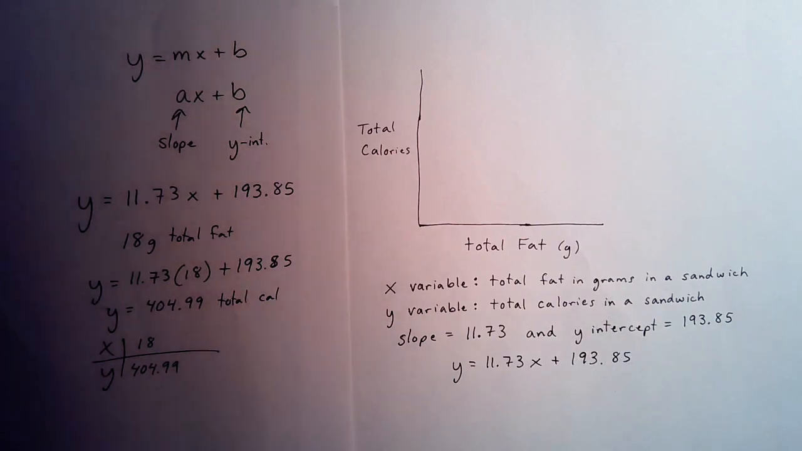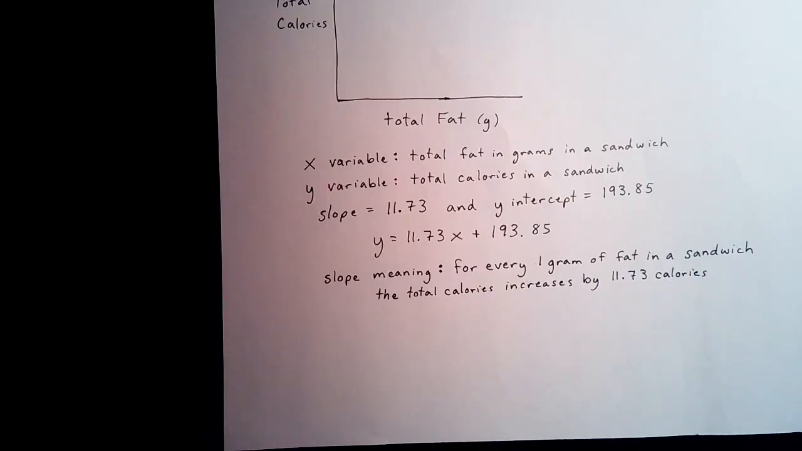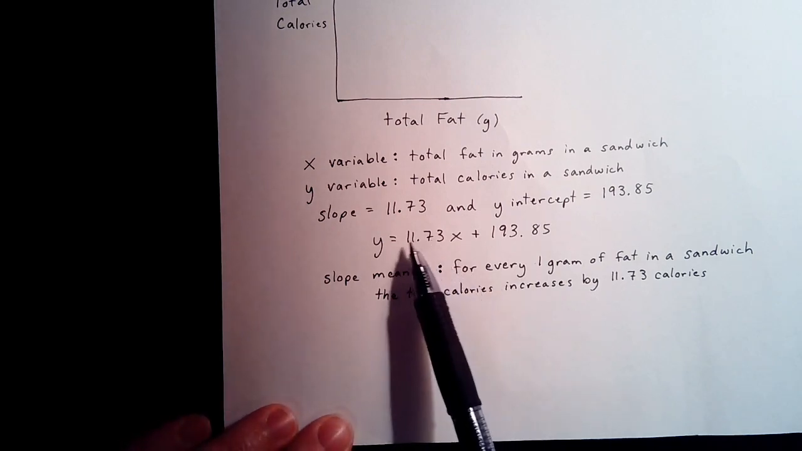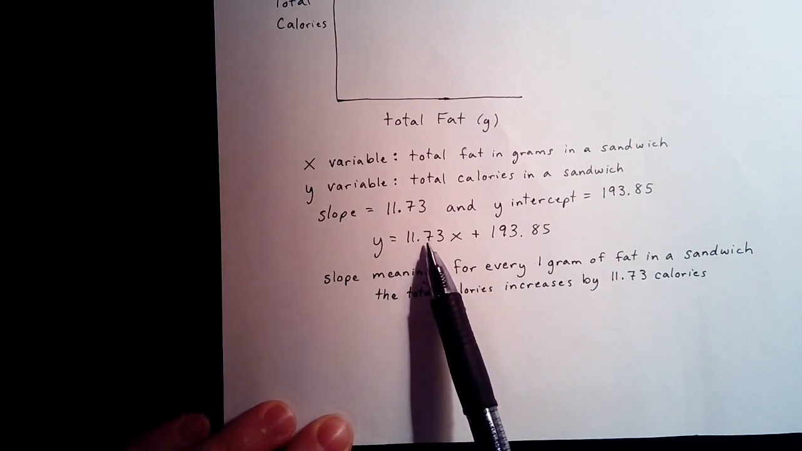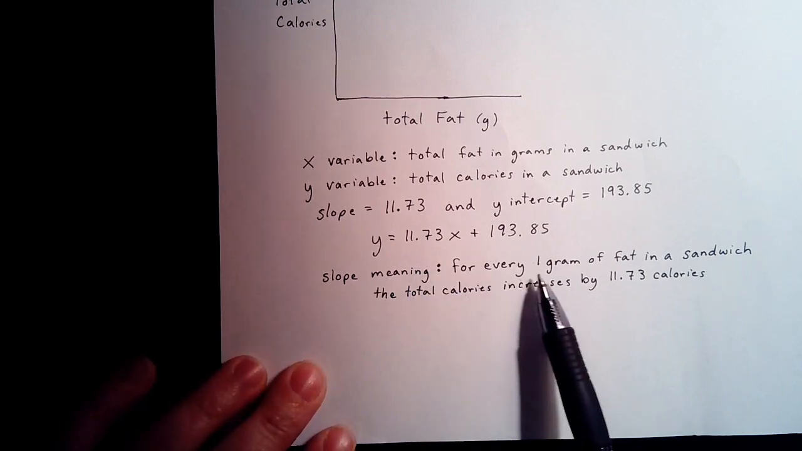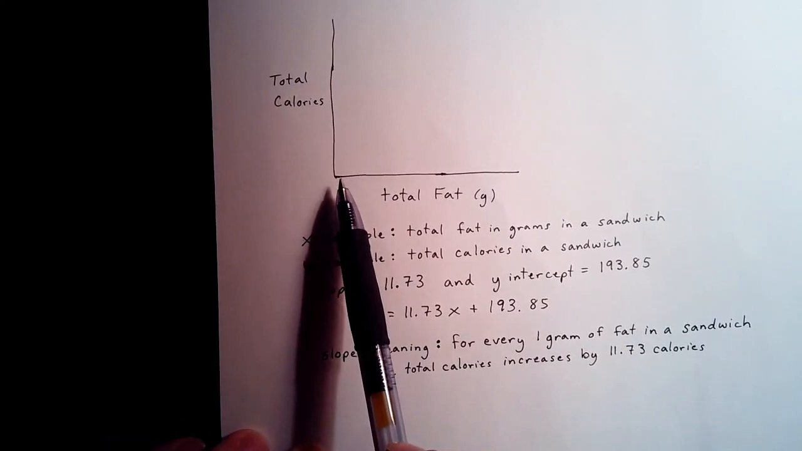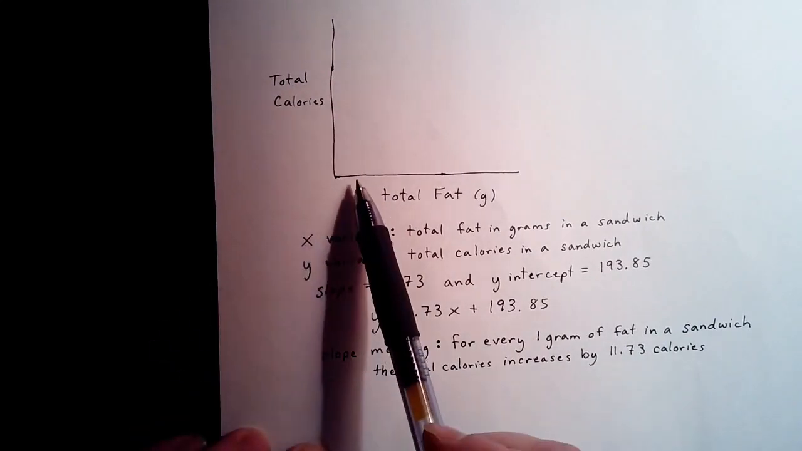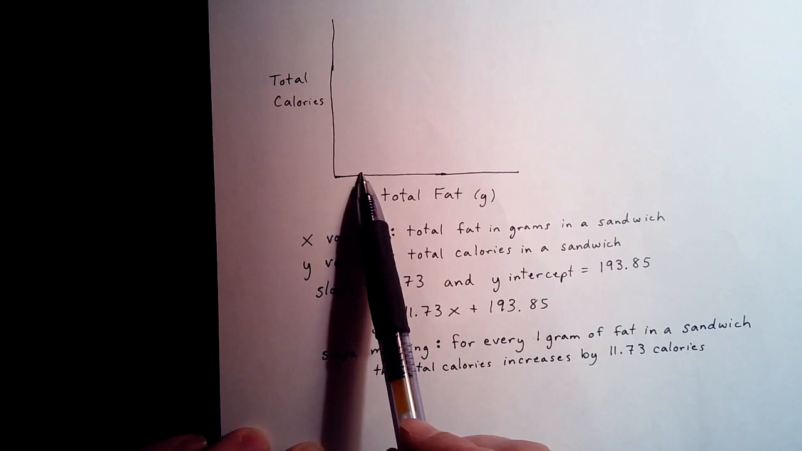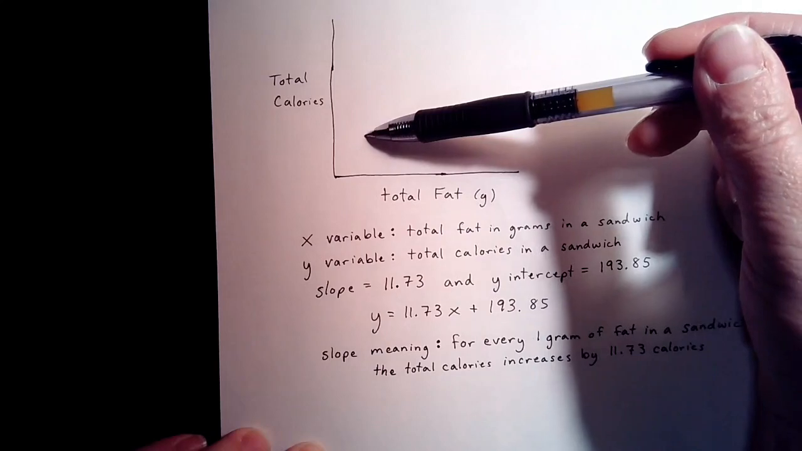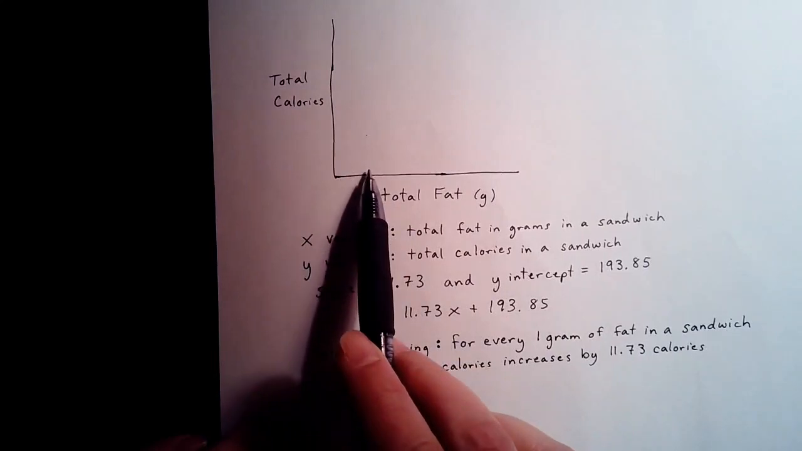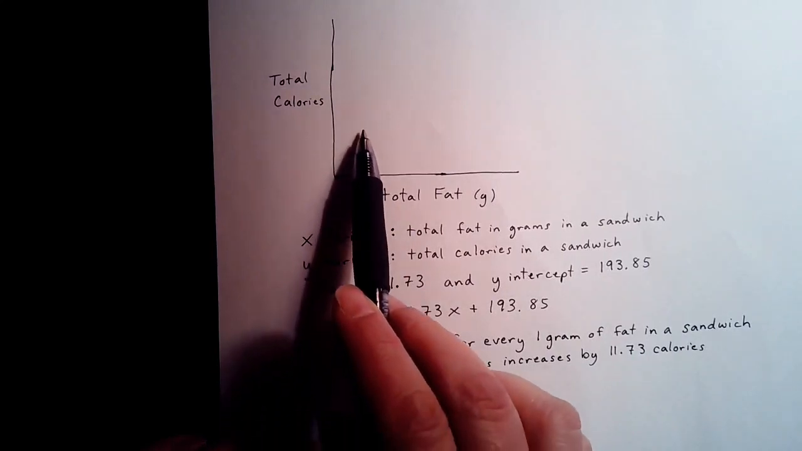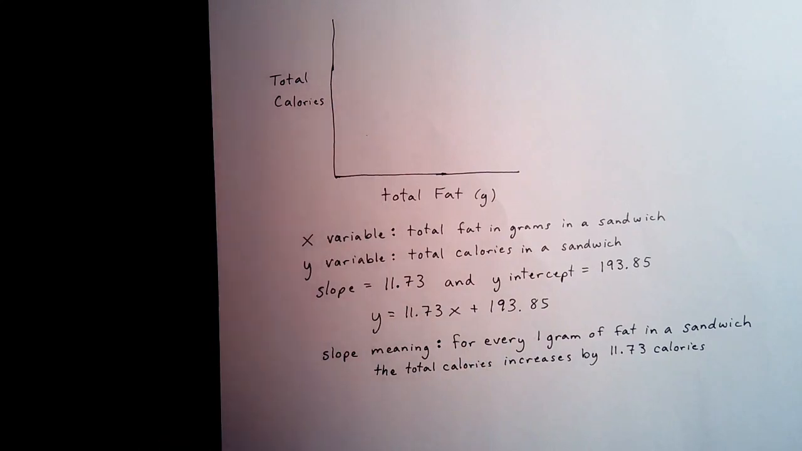So now we need to interpret the slope and the y-intercept. What do those really mean? All right, so as we're interpreting the slope, we're just looking at the 11.73 because that is our slope. So the way this works is that for every 1 gram, that means if we come up here to our scatter plot, for every gram of total fat in a sandwich, the total number of calories increases by 11.73 calories. So we're saying for every gram of fat, the calories increase by 11.73 calories.